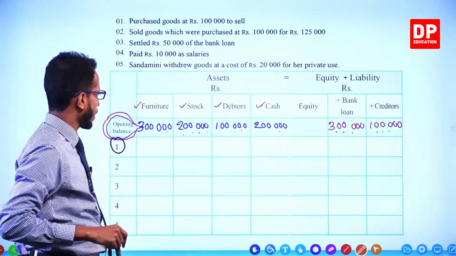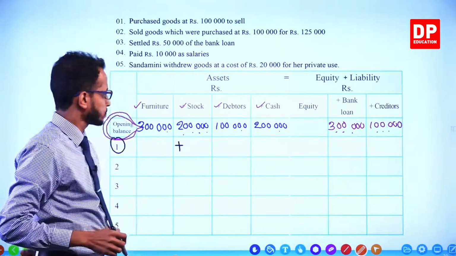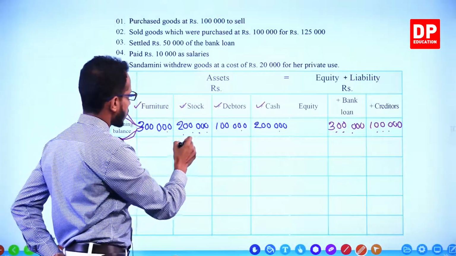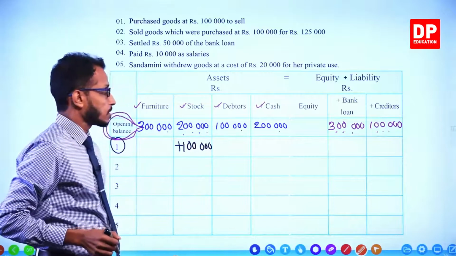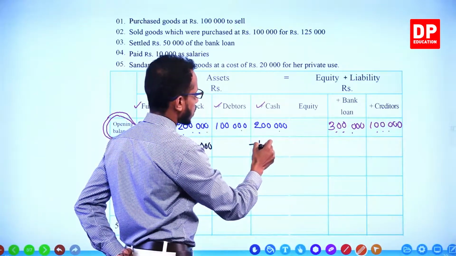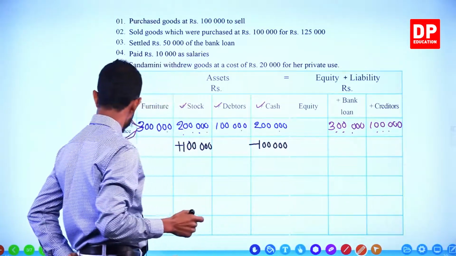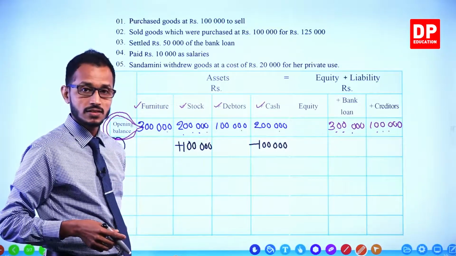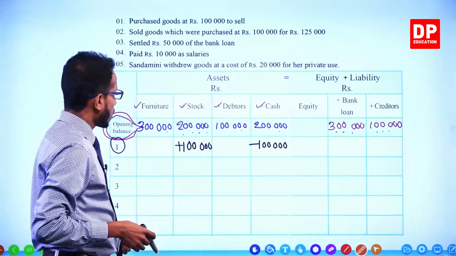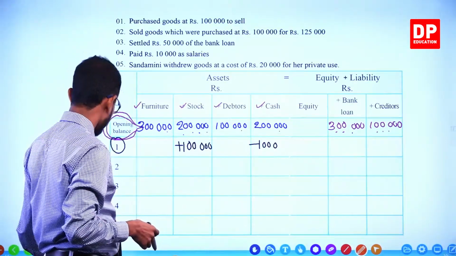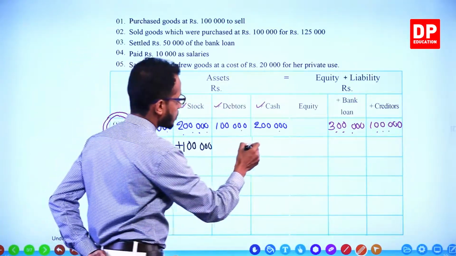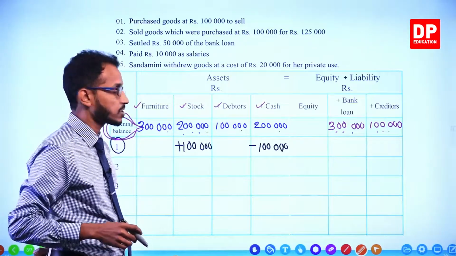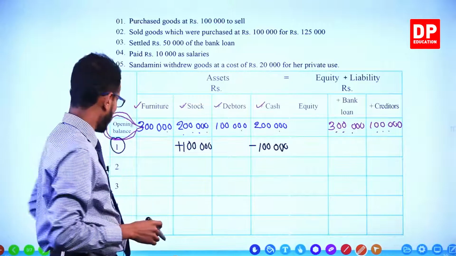First transaction. Goods means stock. How much of stock? Goods worth 100,000. So goods increase 100,000 and cash decreases 100,000. Done. You got it, right? That's how you do it. If that minus mark is not properly done, now it must be clear. Cash decreases 100,000.